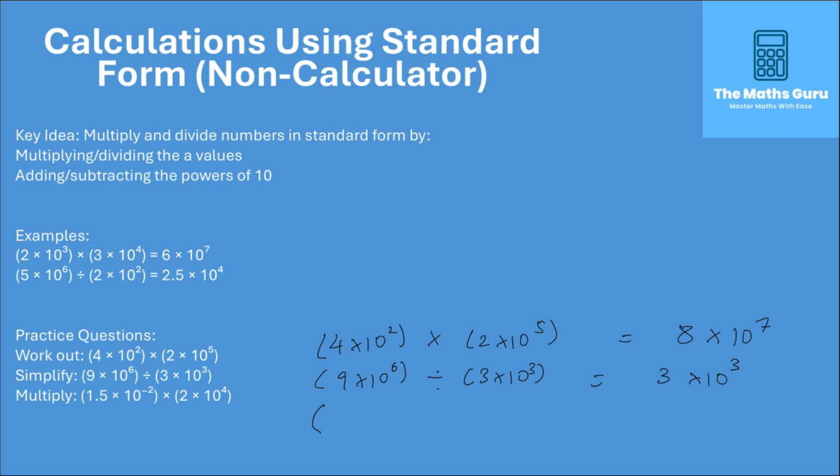1.5 times 10 to the negative 2 times 2 times 10 to the 4. 1.5 times 2 gives us 3, 10 to the negative 2 times 10 to the 4. So minus 2 add 4 is going to give us positive 2, so times 10 to the 2.